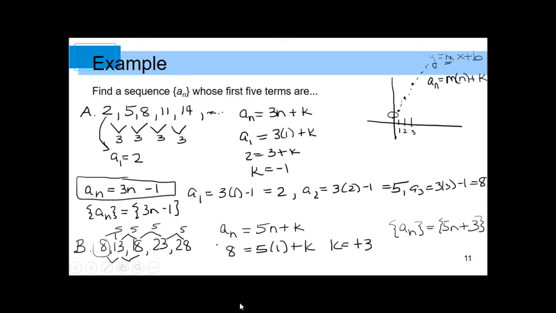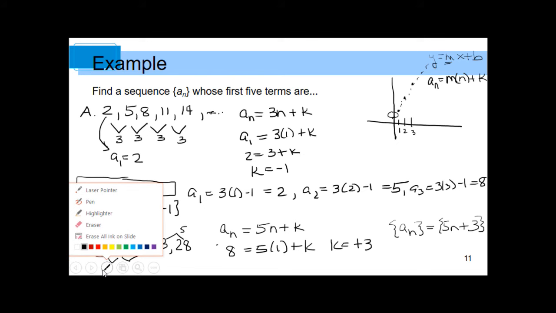Now this method only works, again, when the terms in the sequence are increasing by the same amount each time, giving you that linear pattern. Okay, let's look at one where that doesn't happen, our part C from before. I'm just going to erase part A here.